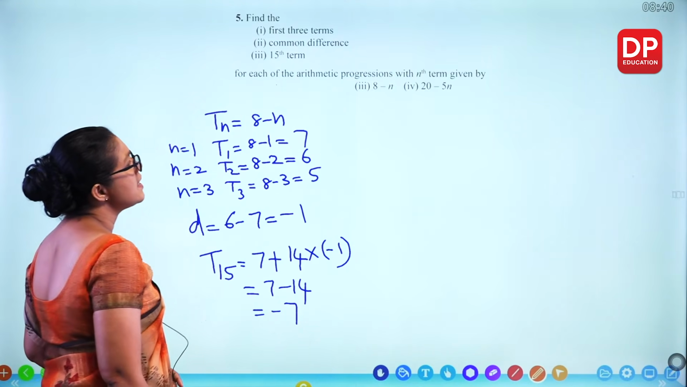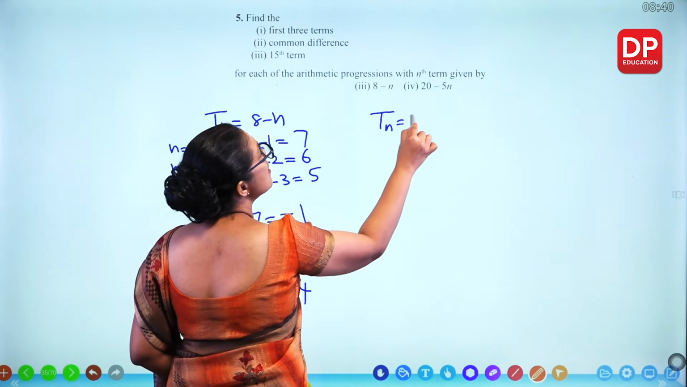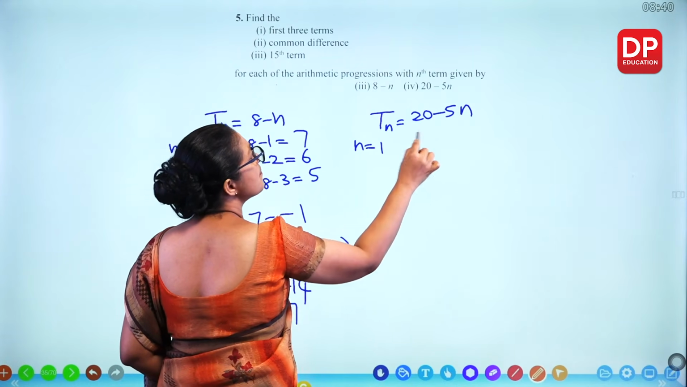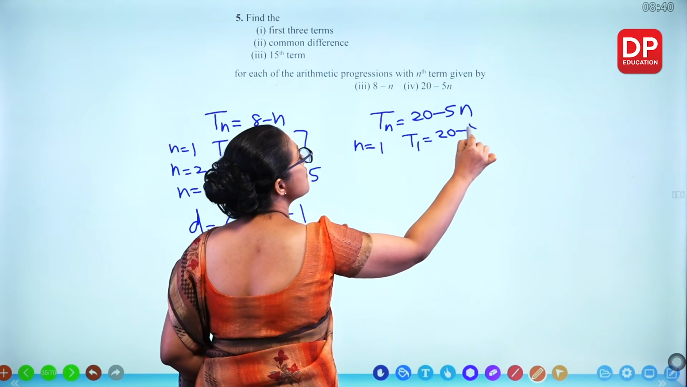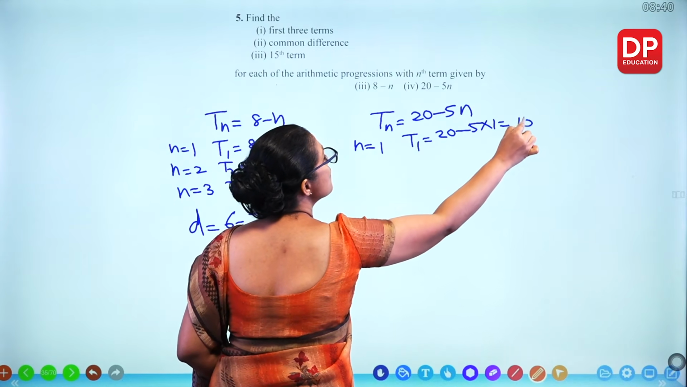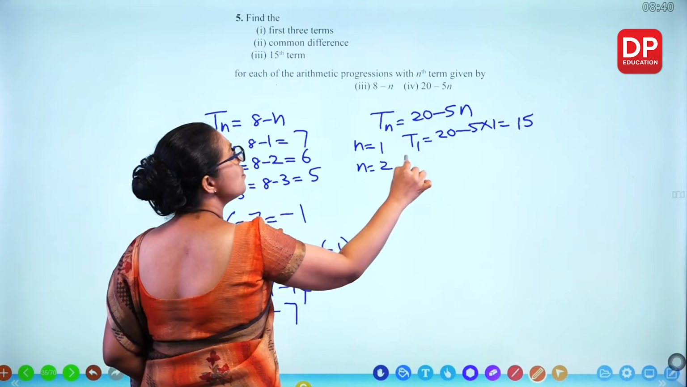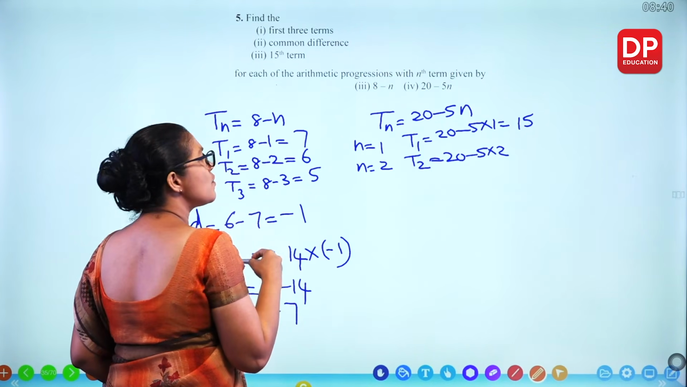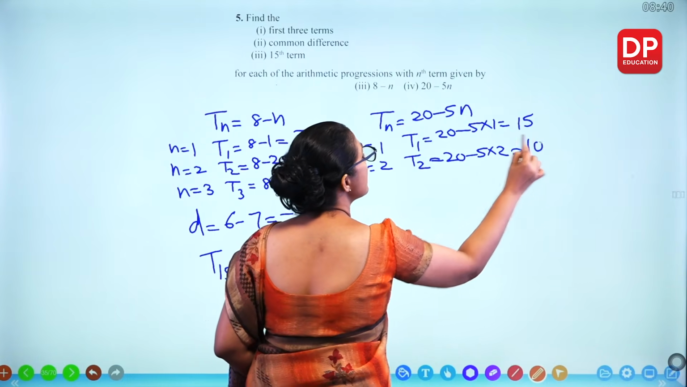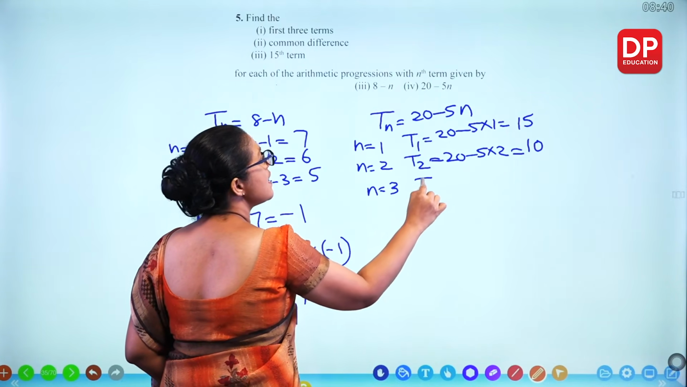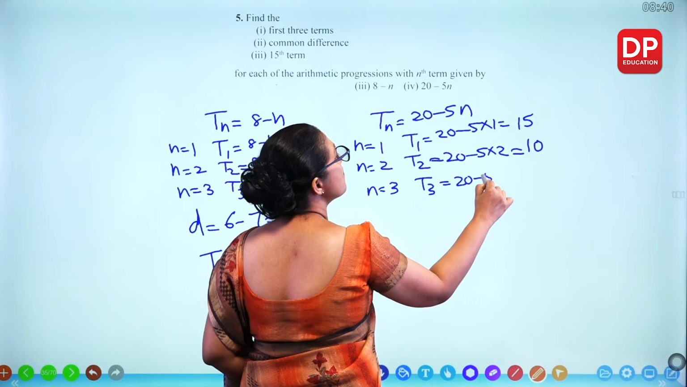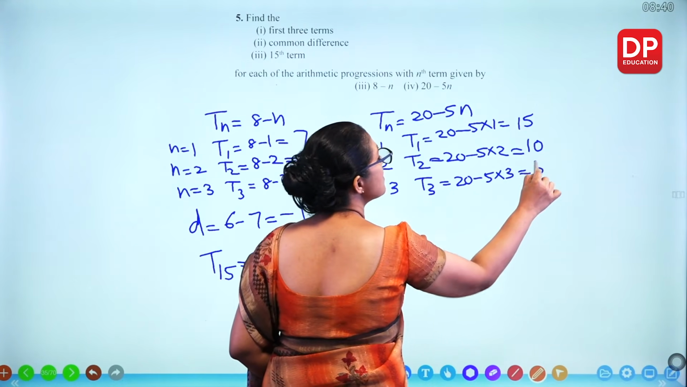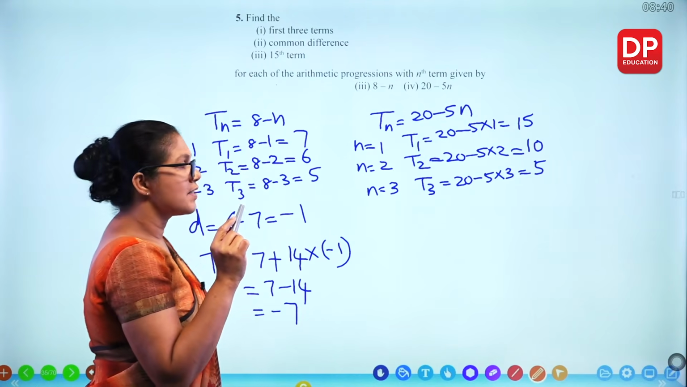Next one, Tn is given as 20 minus 5n. Find the first term. 20 minus 5 is 15. N equals 2, you get the second term. 5 times 2, 10. 20 minus 10 is 10. N equals 3, you get the third term. Multiply by 3, 15. 20 minus 15, you get 5. Those are the first 3 terms.